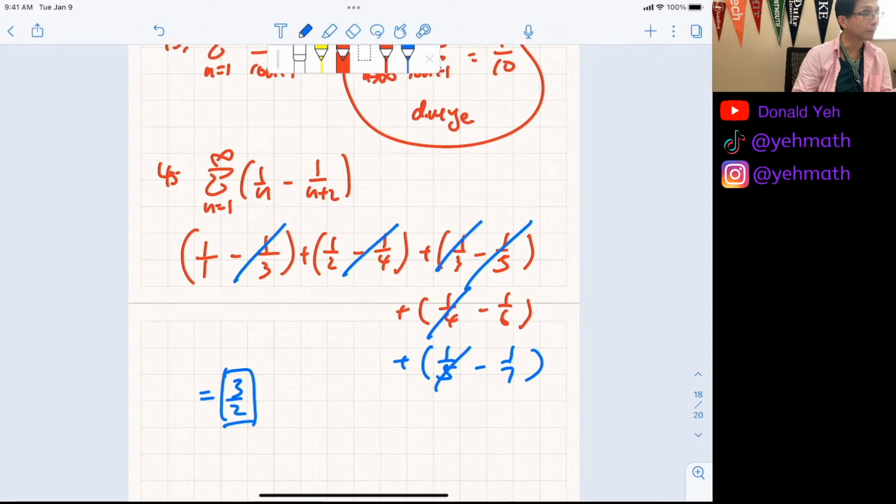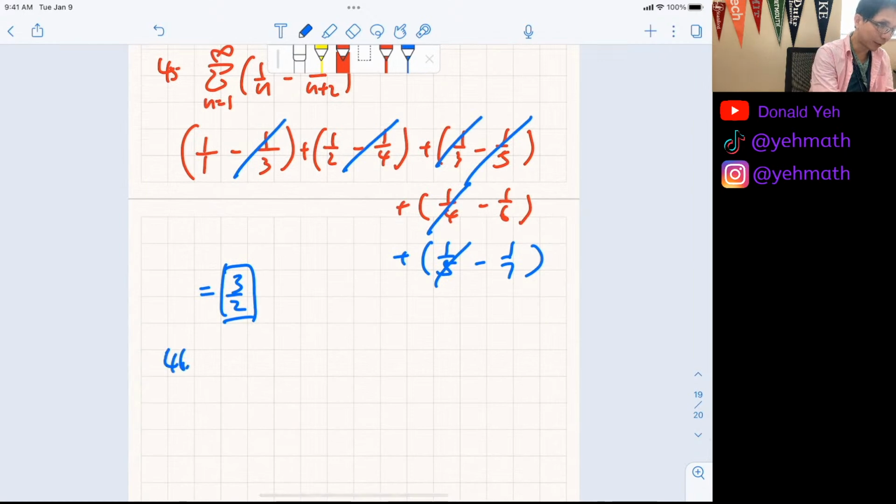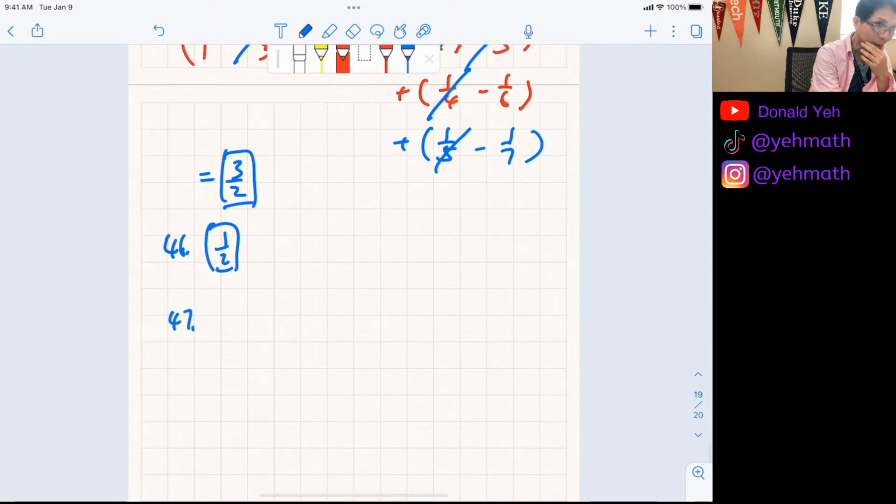Geometric is what? 46. It's going to be the same way, but I don't know what the answer is on that one. Oh, for 46? Yeah, so did I. It's good if you write out the first 5 terms. 47. I wrote out the first 4. The summation from n equal to 1 to infinity of 3 to the n over n to the 3.